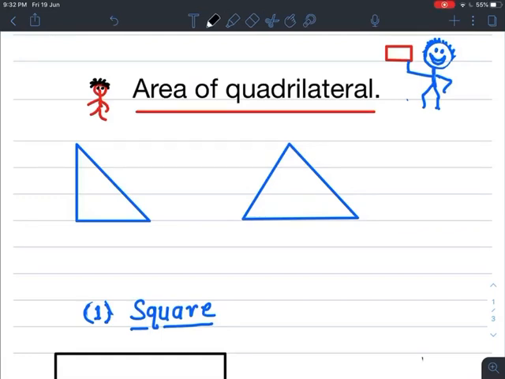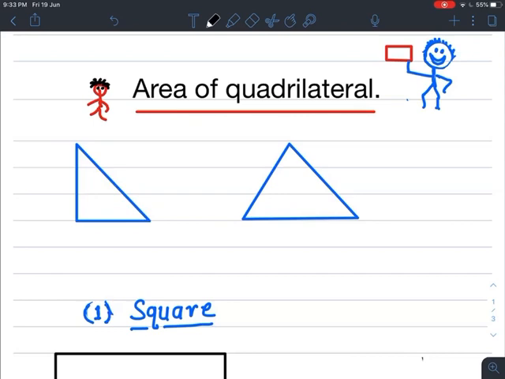Students, you have studied various types of quadrilaterals: square, rectangle, parallelogram, rhombus, trapezium, and kite. In this video, we will see how to find the area of a quadrilateral with the help of the area of a triangle. This video is useful to you to find the area of any quadrilateral without any effort. Therefore, you have to watch this video till the end.